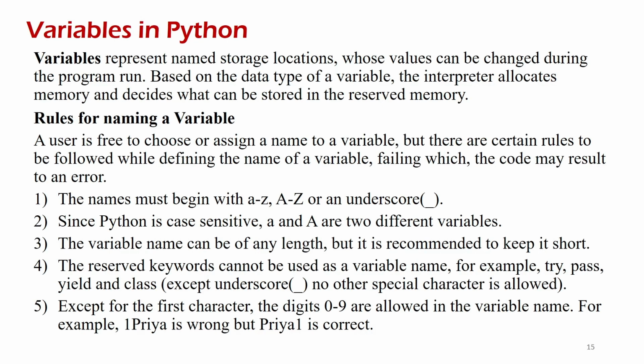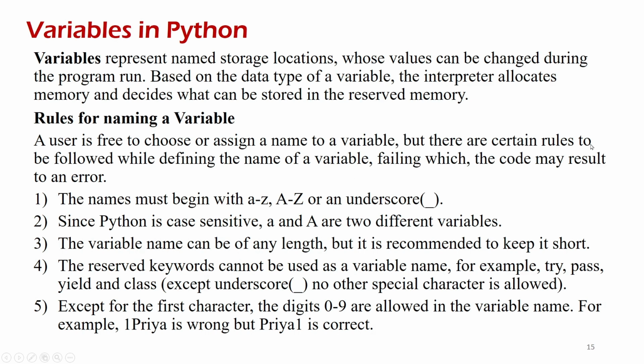Rules of naming a variable. A user is free to choose or assign a name to a variable. You can freely choose the name of the variables, whether you want to give ABCD, capital ABCD, or XYZ, or names, complete words. It is not necessary that you give only a single alphabet as a variable. You can give complete names also.